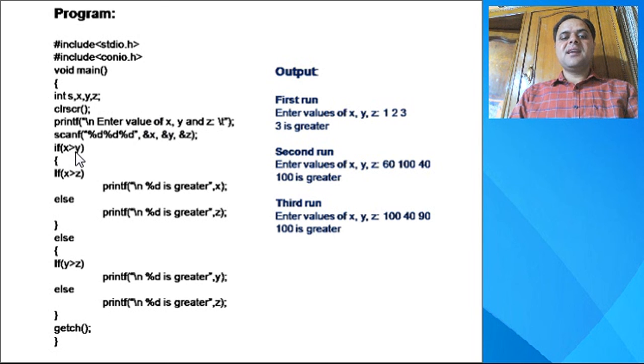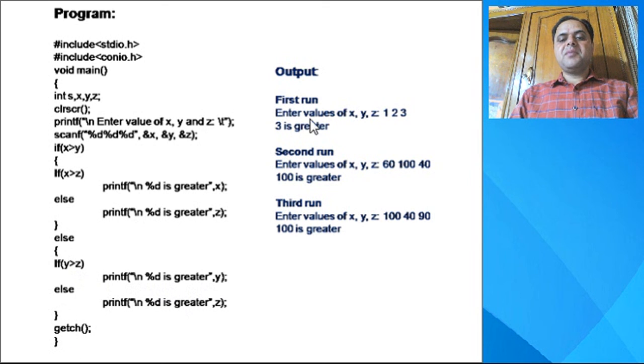If x is greater than y, then compare x with z. If x is greater than z, it means x is greater, print x is greater, else z is greater. If this condition is false, then control goes to the else part, and we will compare y with z. If y is greater than z, then y is greater, otherwise z is greater.